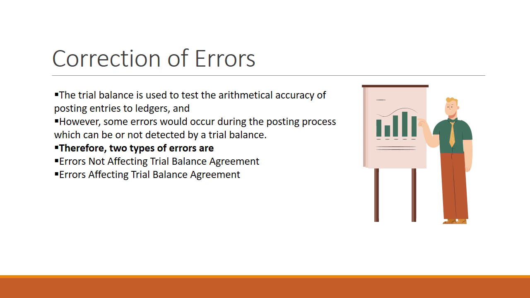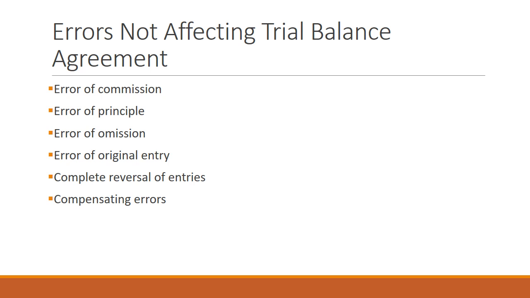Therefore, we have two types of error. One is the errors that do not affect the trial balance agreement. The other is those errors that do affect the trial balance. So let us discuss errors that do not affect the trial balance agreement.